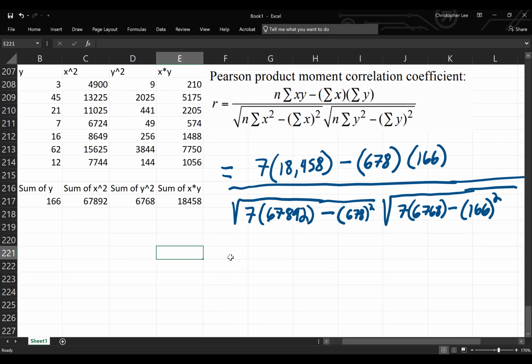Okay, so the sum of X and Y, right? So that's X times Y, that number. Is this one, 18458? Yeah. So that's why you put 18458. And then 7 times 18458 take away, and then this is gonna be the sum of X, 678, in parentheses, and then this is gonna be 16.